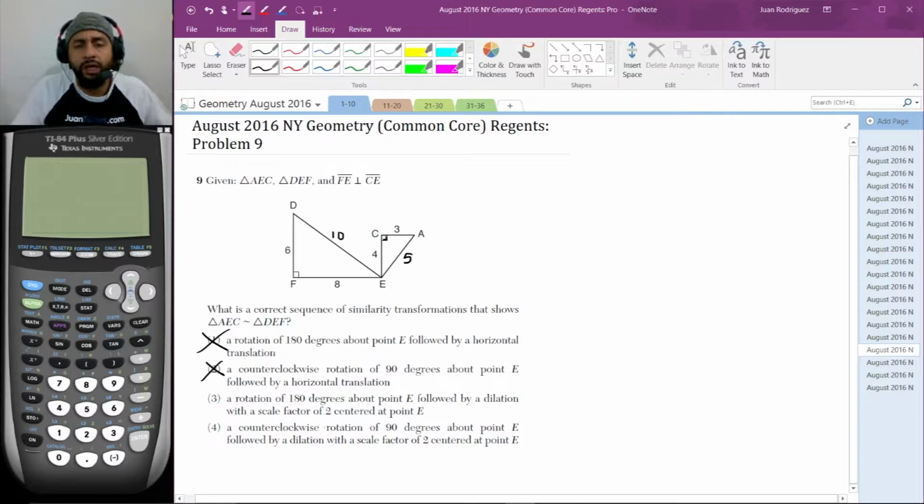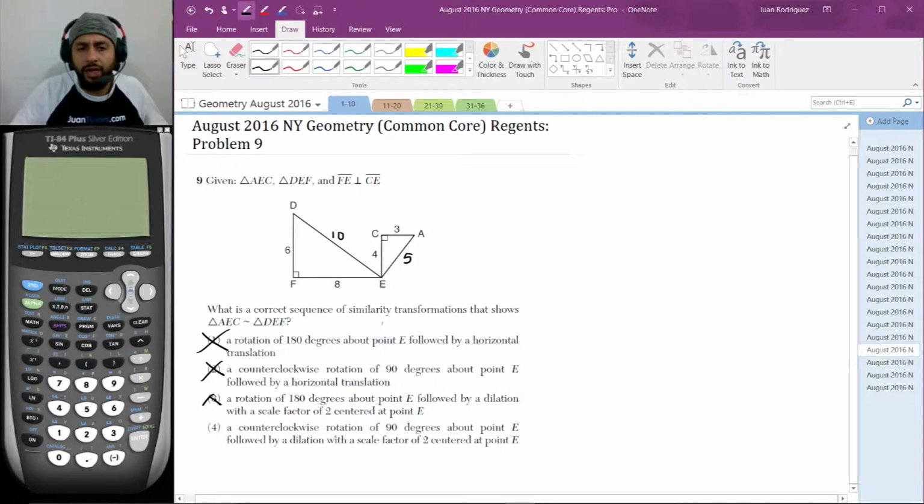A rotation of 180 degrees about point E, followed by a dilation with a scale factor of 2, centered at point E. Centered at point E, as I should expect. Now, this is a rotation of 180. A 180 degree rotation is a complete vertical flip. So EA goes this way, and this triangle would become something like this. And then dilating it by 2, it's not on top of triangle DEF. So this is definitely not the answer.